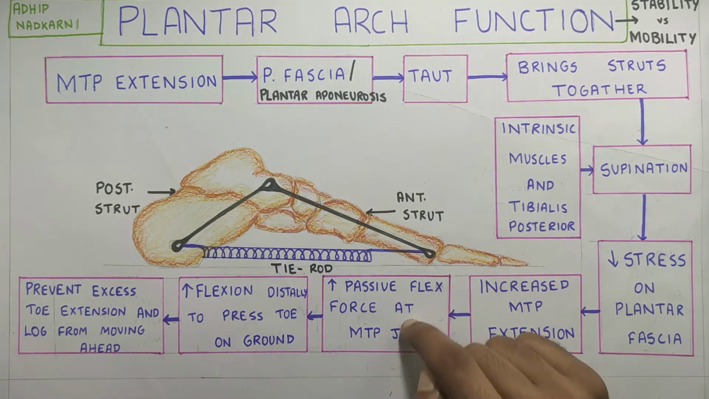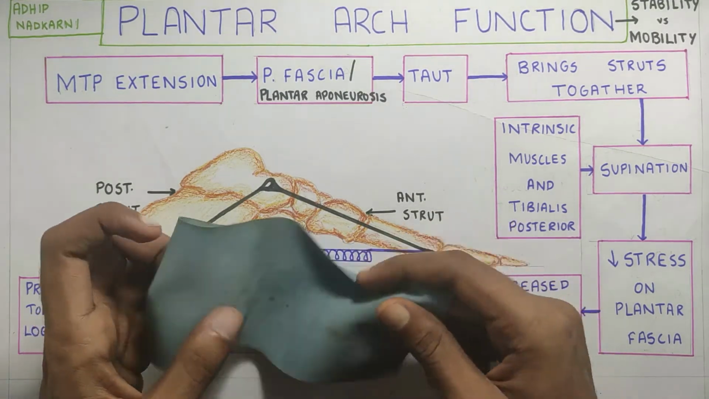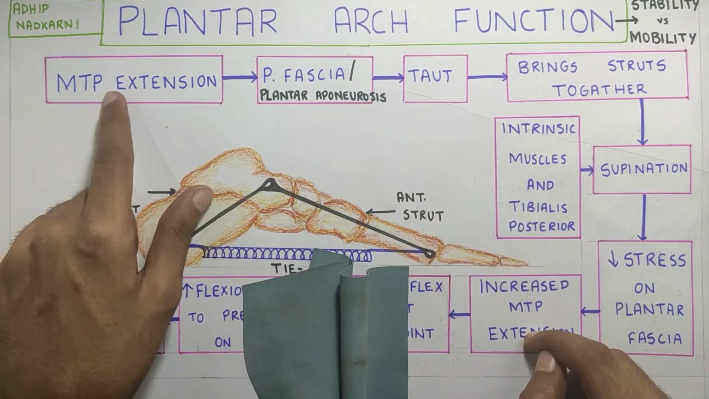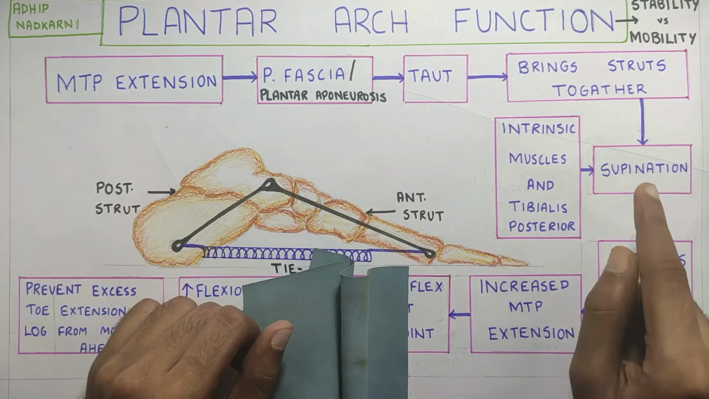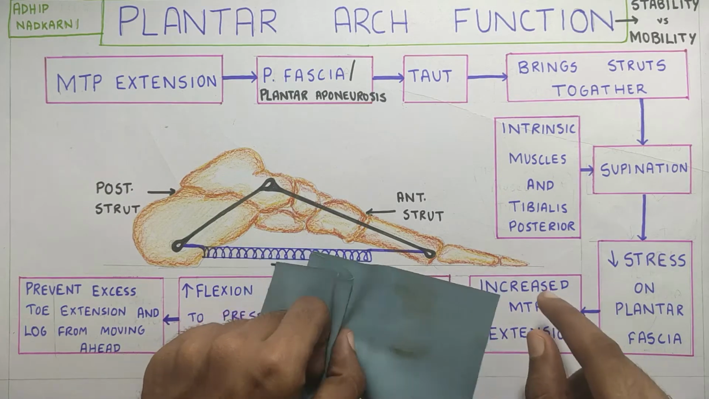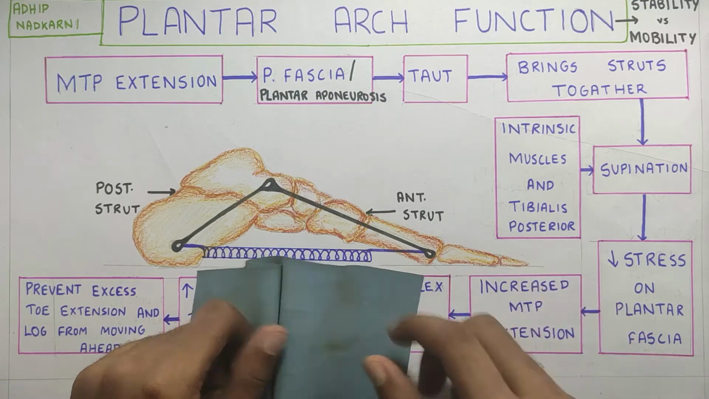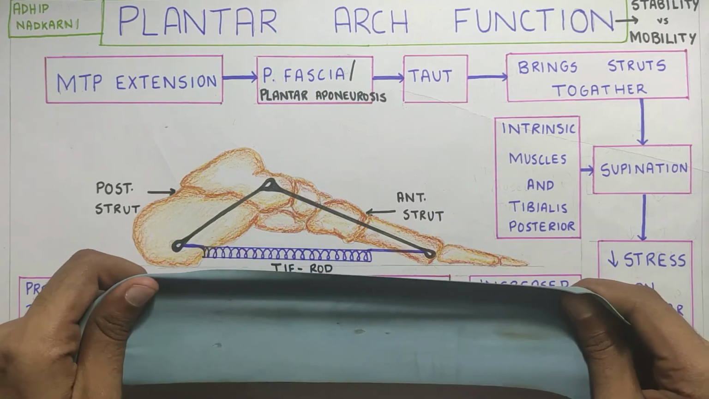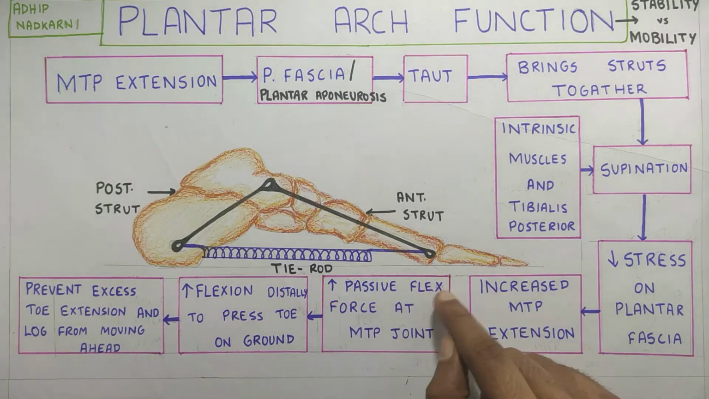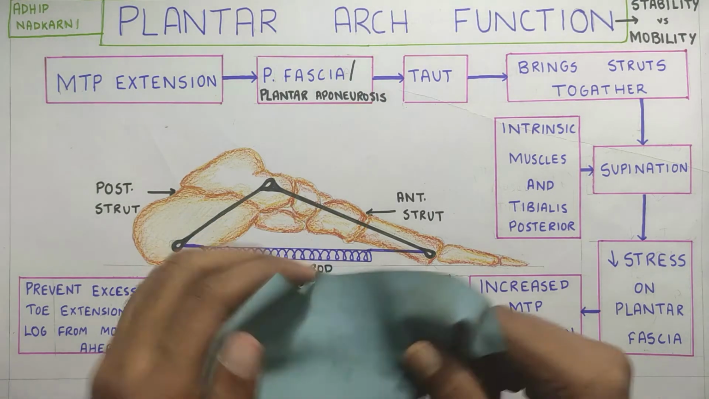Now this will be again done by the plantar fascia. It was loose again, right? Then MTP extension increased. Over here MTP extension had occurred, but as your foot went for supination, the plantar fascia again became loose and it could go for even more increased MTP extension, which again made the fascia very taut. Now when this happened, there was increased passive flexor force at the MTP joint.